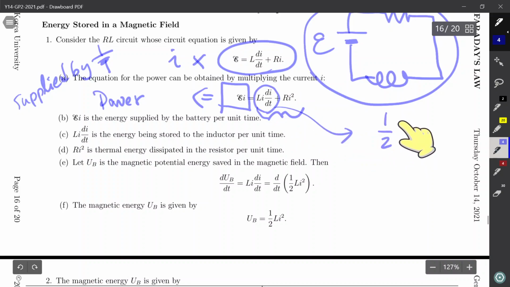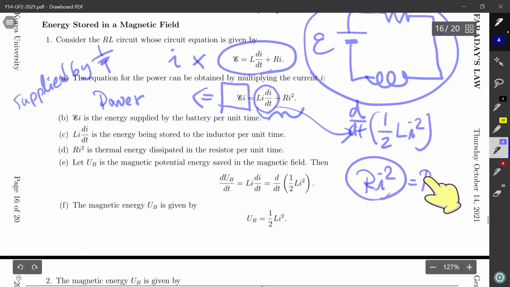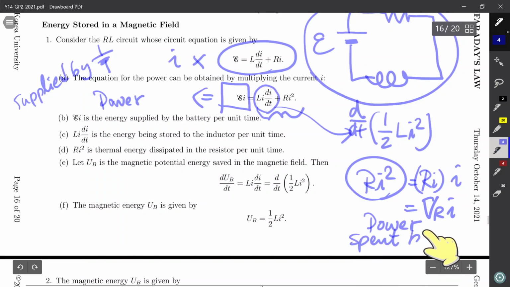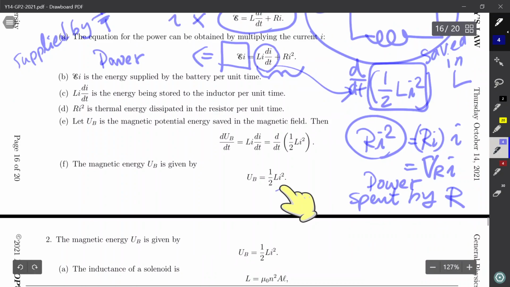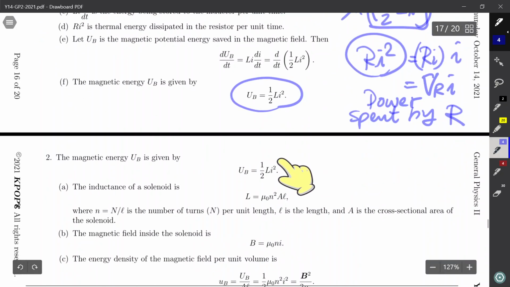This is the derivative of one half L i squared. So the input power is a sum of two. R i squared, this is R i times I. This is VR times I. So power spent by R. And another, this is power saved in the inductor. So one half L i squared is called magnetic energy.